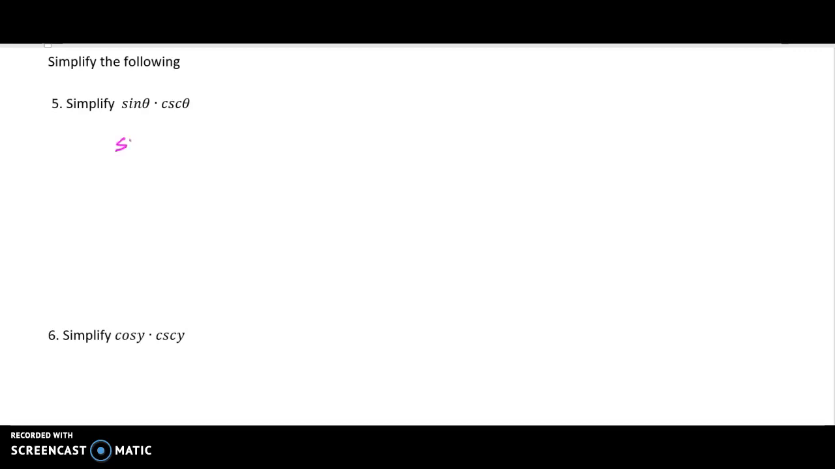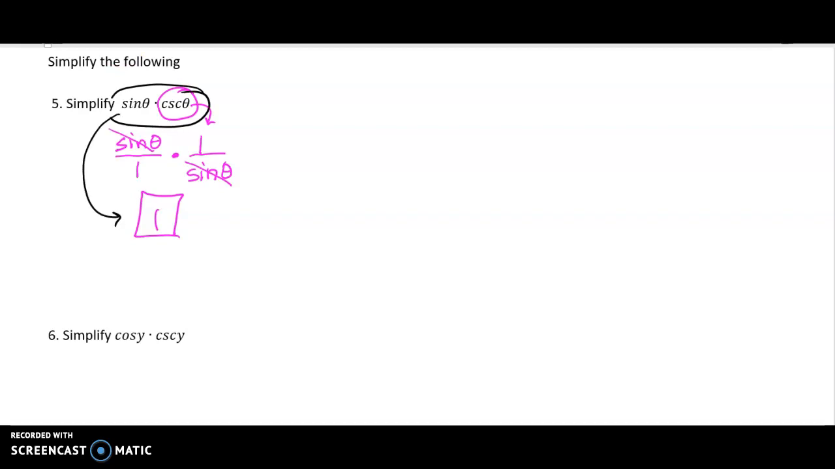So we have sine theta, and I'm going to make that sine theta over 1 times cosecant theta. Cosecant is sine's reciprocal, so it's equal to 1 over sine theta. These cancel, or they give you sine over sine. Either way, you're going to get 1. So long story short, if you multiply reciprocal functions together, you will always get 1. You multiply tangent times cotangent, you get 1. You multiply sine times cosecant, you get 1.